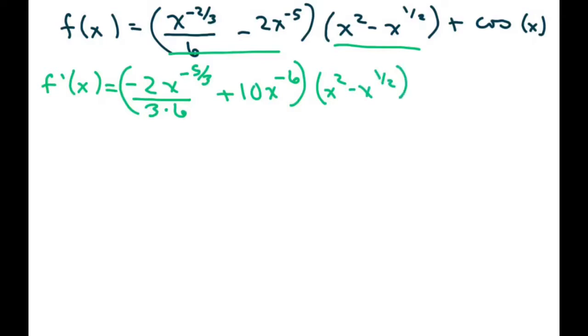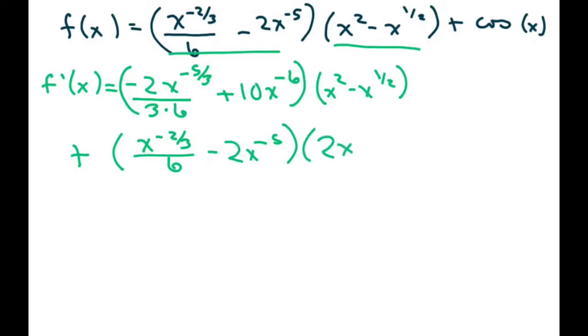Alright, now you copy down the first piece, which is x to the negative 2/3 over 6 minus 2x to the negative 5th, and you take the derivative of the second piece, which is 2x minus 1/2 x to the negative 1/2. So that was my derivative of the product. And then we have this tag-along guy, and the derivative of cosine is negative sine. And you just attach him at the end.